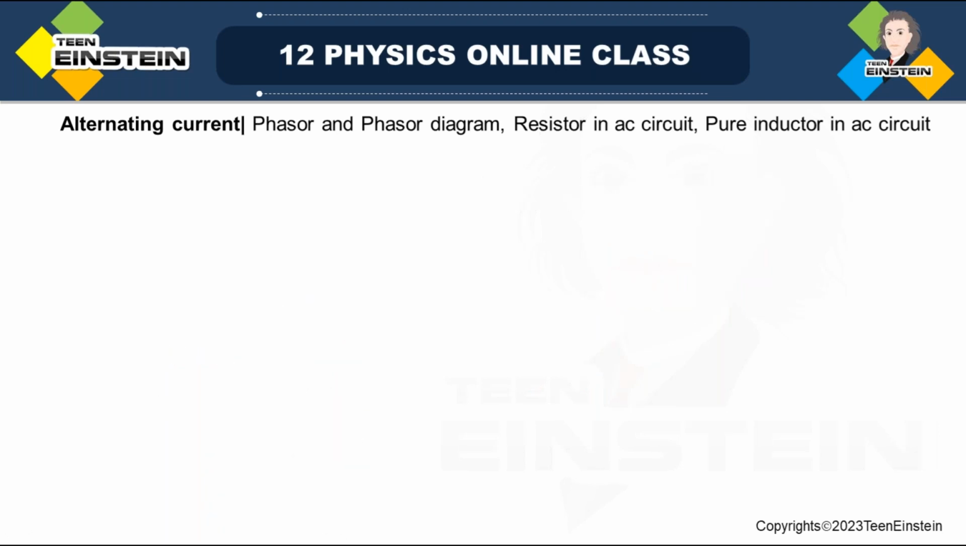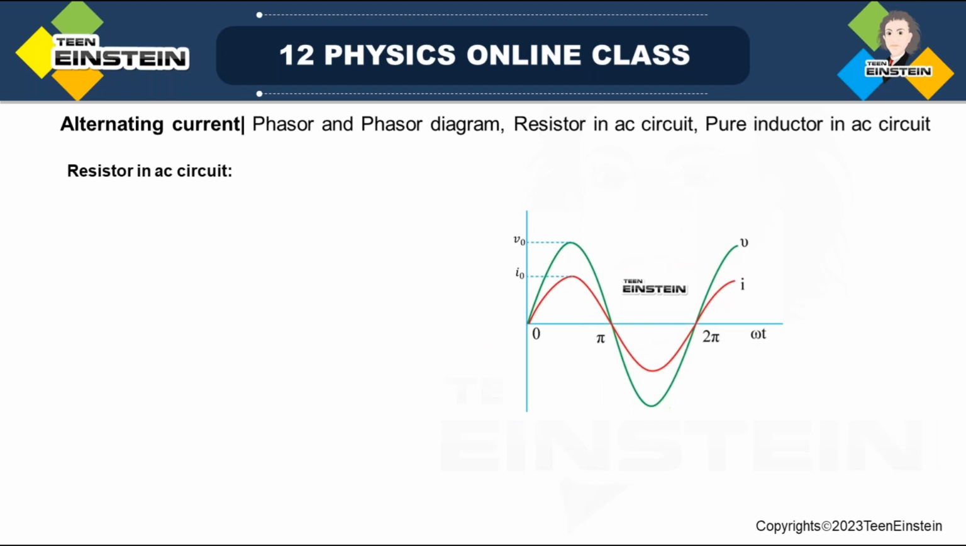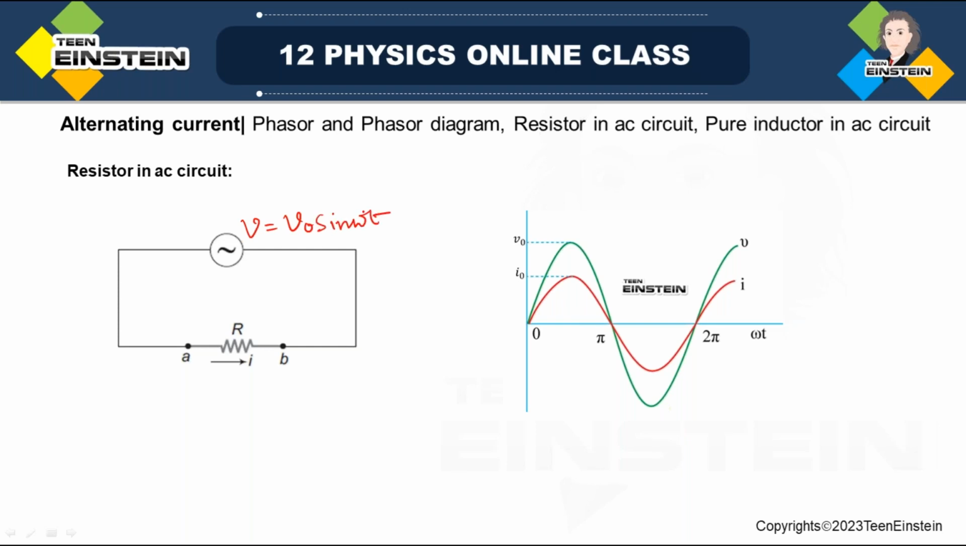That is the resistor. When a pure resistor is connected to an AC signal, suppose this AC source produces the signal V0 sin omega t.